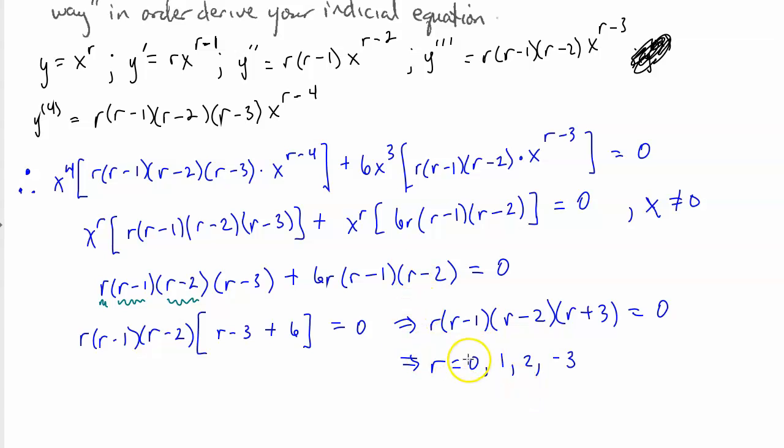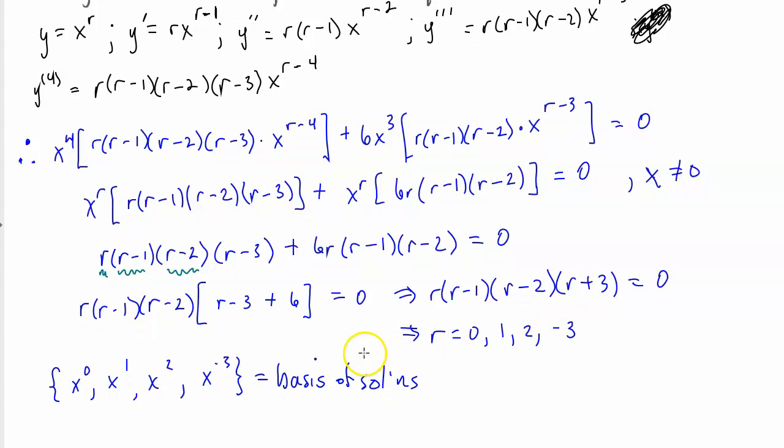And we see here that since all of these are distinct, we automatically know what our solutions are going to be, because our basis of solutions is going to be x raised to the 0, x raised to the 1, x raised to the 2, x raised to the negative 3. This is going to be our basis of solutions. And so we can just do linear combinations of these.